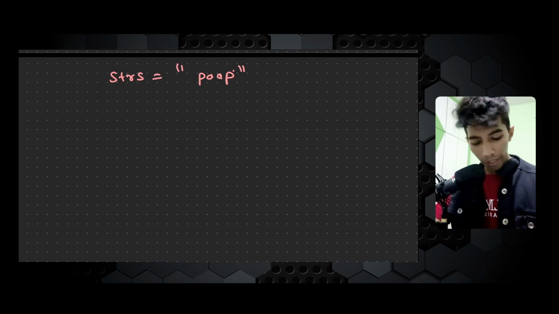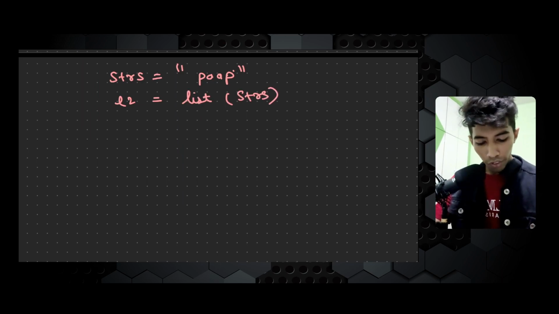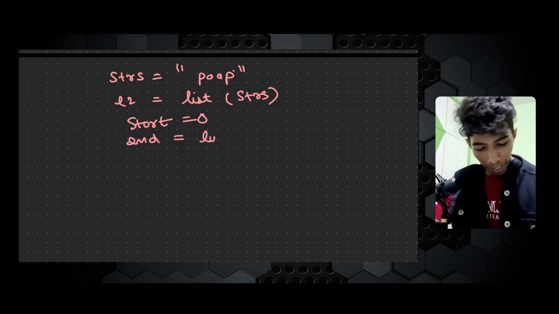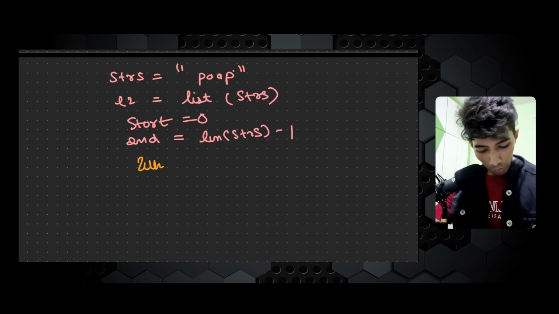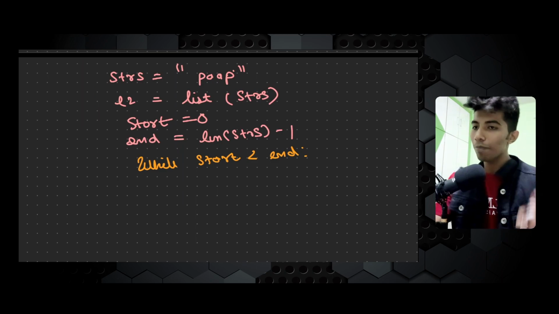Now what will be happening? We will create one L2, where we will convert this string into a list. After conversion, I will create one start and one end pointer. Start will be at 0 and my end will be at length of str minus 1. So I will run a while loop. While my start is lesser than end, I simply have to swap these values. And for swapping, in Python it is very easy.